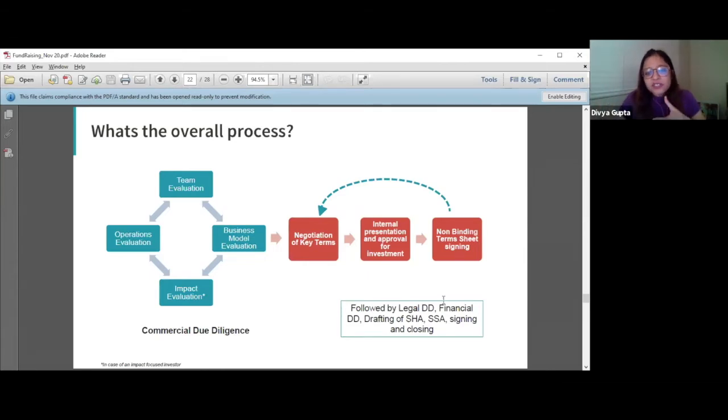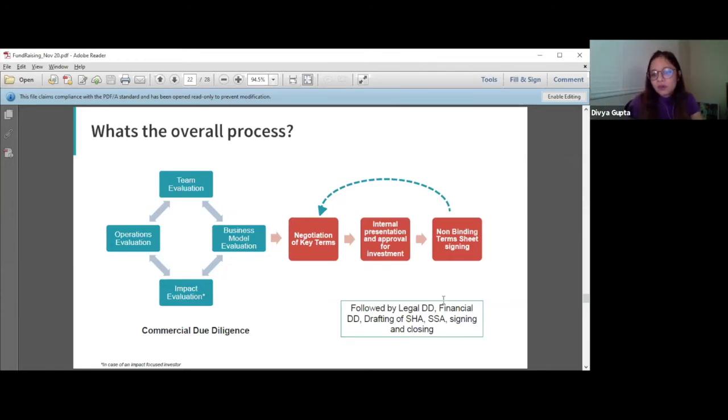Next step is typically negotiation of key terms of the term sheet, and we'll go into it in detail in the next 45 minutes with Darren. Once the detailed terms are agreed, the investment team of that fund goes to the investment committee for an approval. And only after that investment committee approves, the fund is allowed to put in money.